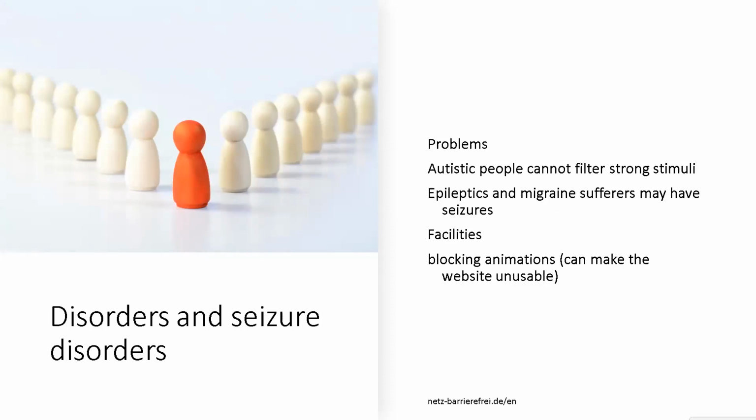Then there are seizure disorders. This means, for example, when you have epilepsy, you can get seizures when you have special effects like flashing or flickering. Another kind of disability is autism. When you have autism, it is difficult for you to ignore such effects. That means it can trigger you and can bring you to leave the page or the app. That can be sounds, that can be graphical effects and other things.